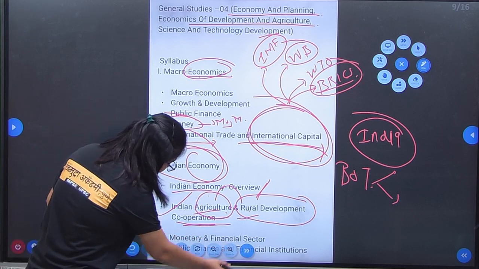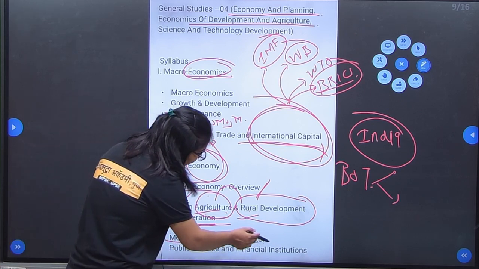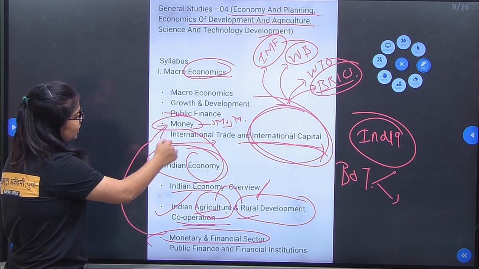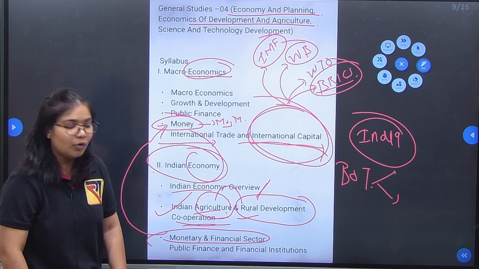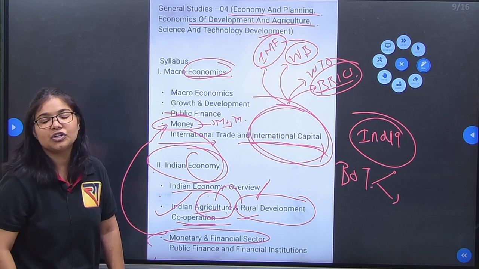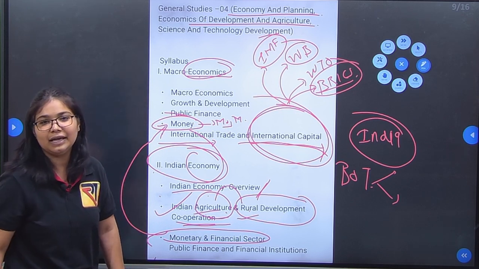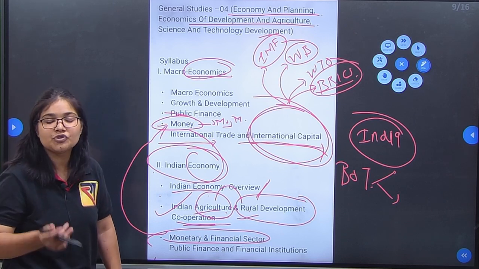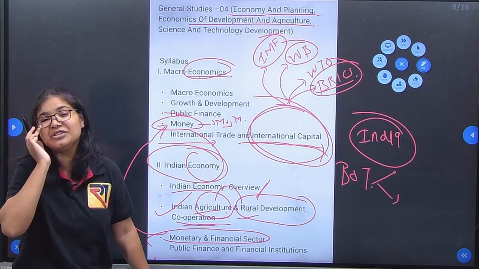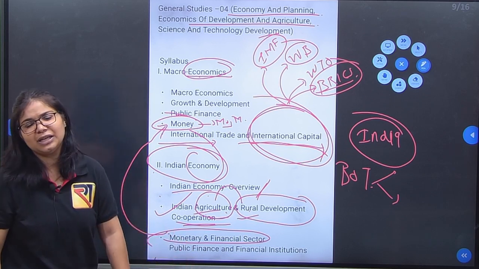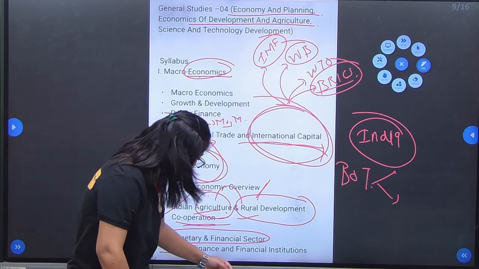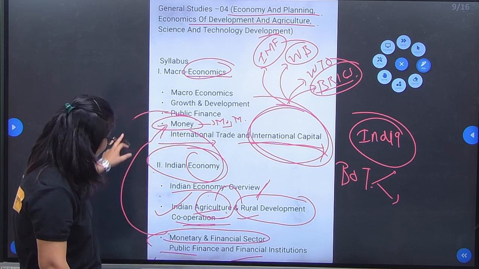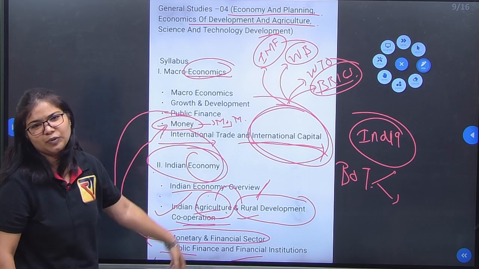Then the next topic is the monetary and financial sector. This topic is dealt with in this section only. What are the different financial institutions and financial sectors in India, like SIDBI, PFRDA, institutions of insurance, institutions of pensions. We have to deal with it. And then next is public finance and financial institutions. This is the extension of this topic, so it is dealt with in this topic only.